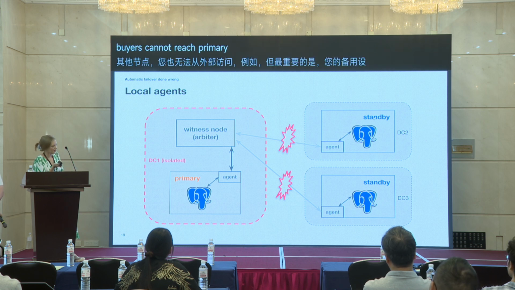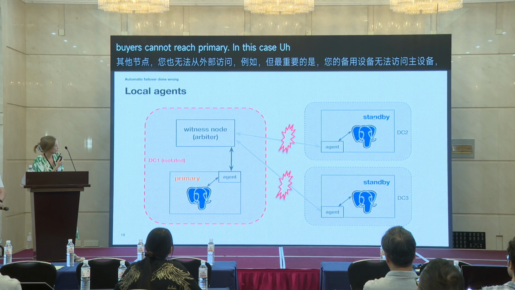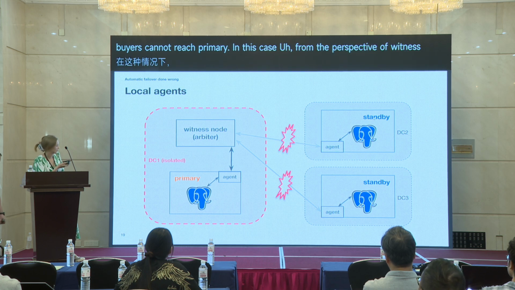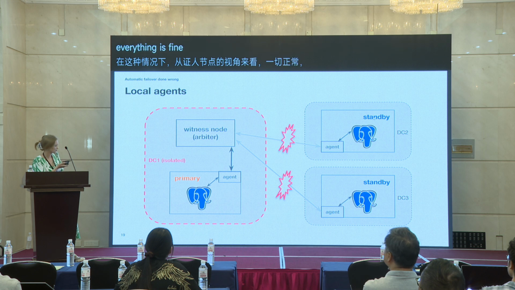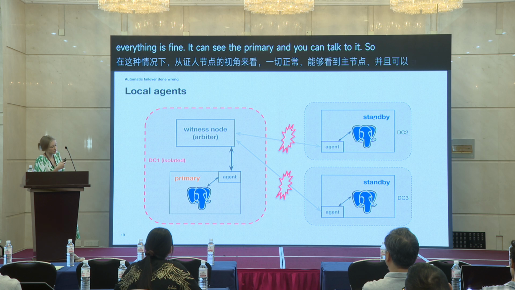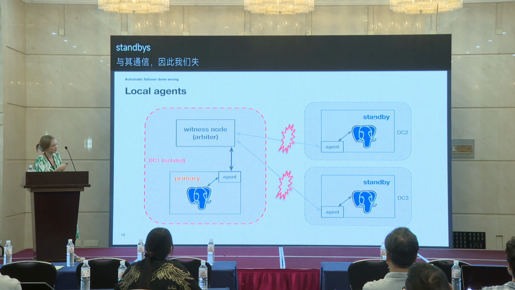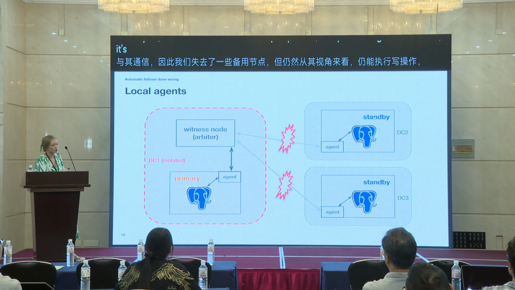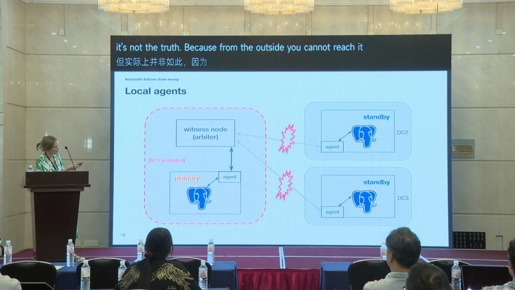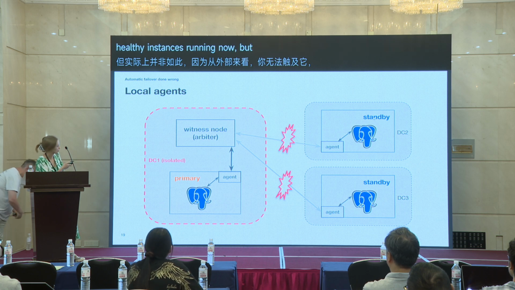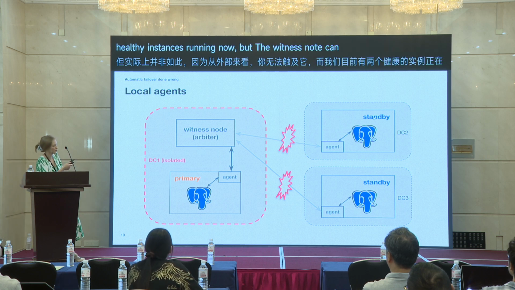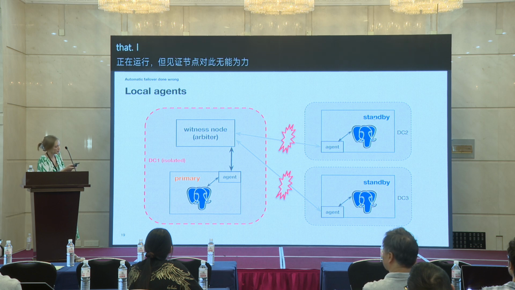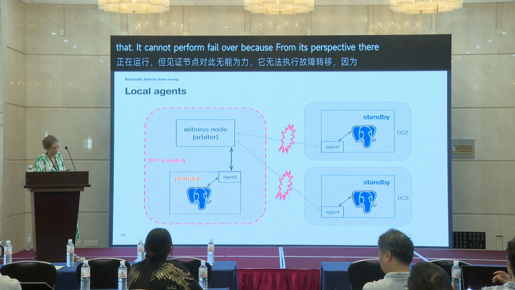In this case, from the perspective of the witness node, everything is fine. It can see the primary, and it can talk to it. So we lost some standbys, but from its perspective we can still perform writes. But in fact, that's not the truth, because from the outside, you cannot reach it. And we have 2 healthy instances running now, but the witness node cannot do anything about that. It cannot perform failover, because from its perspective, they are dead, but the primary is alive.